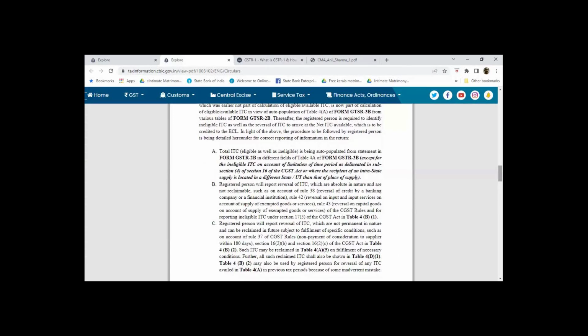First one is total ITC, which is eligible as well as ineligible ITC. It is being auto-populated from statement in Form GSTR 2B in different fields of table 4A of Form GSTR 3B. The two exceptions are already discussed. First one is ineligible ITC on account of limitation of time period as delineated under subsection 4 of section 16 of CGST Act. Or second situation is where the recipient of an intrastate supply is located in different state or union territory than that of place of supply.